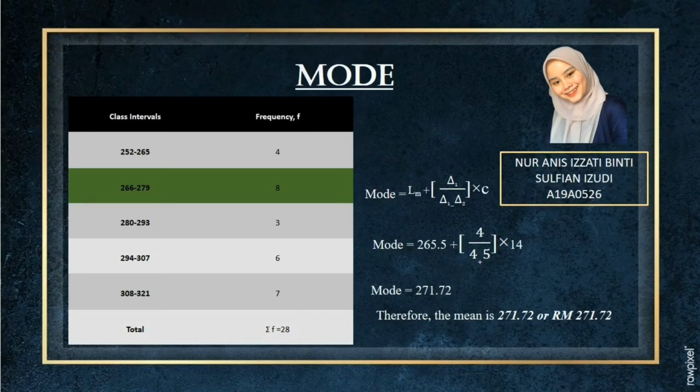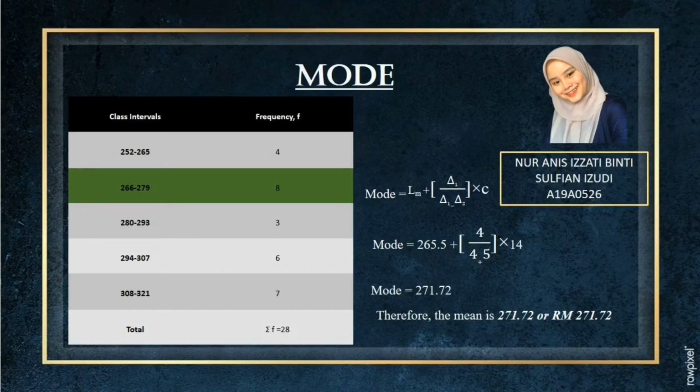For the mode, first you need to find the highest number in the frequency and you highlight that row of the table. To find change 1, you need 8 minus 4 and you get 4. To find change 2, you need 8 minus 3, and you get 5.